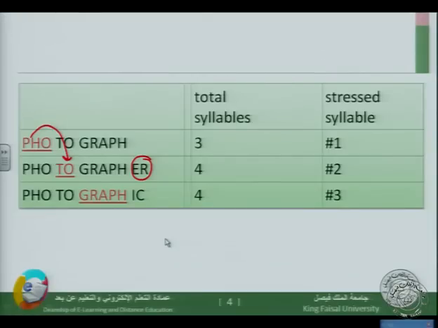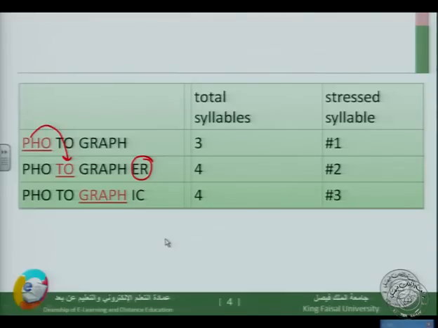Photographer. Photographer. First moment: Photograph. Second: photographer. Where was the emphasis? On the to. Photographer. Because the ER, as we took in the previous lectures, some suffixes change the stress from one syllable to another in some cases, right?